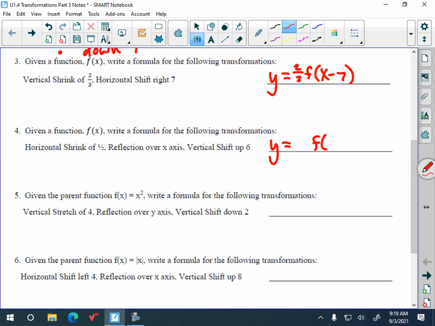All right, so the horizontal shrink, since it's horizontal, it has to go on the inside, and it has to do the opposite when we put it into the parentheses. So the opposite of a half, or the reciprocal of a half, would be 2. So we're going to multiply the x by 2. There's no left or right transformation, so we can close the parentheses. Right? So hopefully you see where the horizontal shrink is coming in. It's that 2 being multiplied to the x, which has to do with the opposite, or the reciprocal.